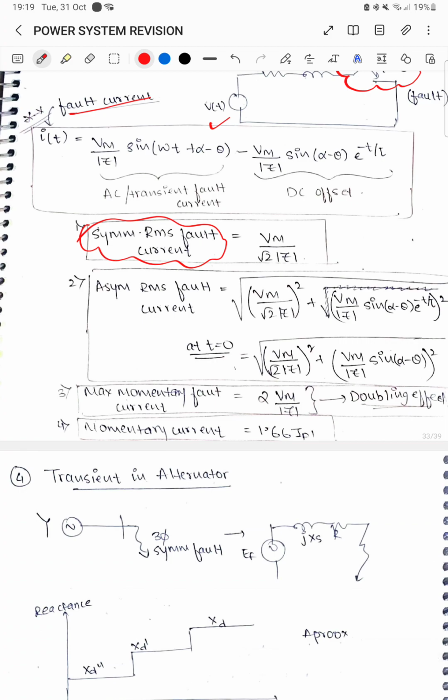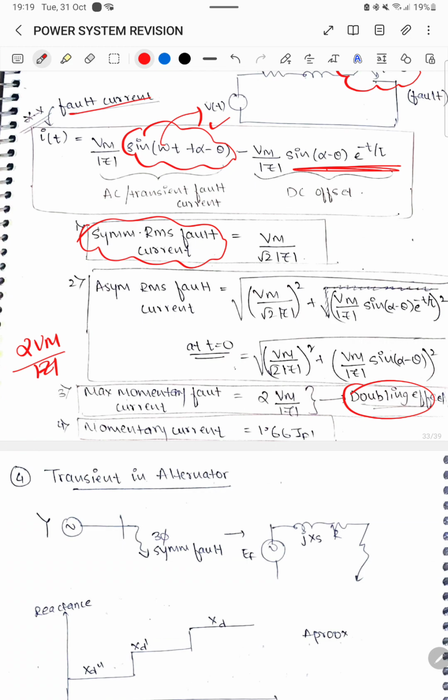Okay, now the maximum momentary fault current. The maximum momentary fault current occurs when this is 1 and this is minus 1. At that point it becomes 2 Vm upon mod Z. That is called the doubling effect. Now the momentary current is 1.66 times the fault current. The fault current is basically this. Okay.